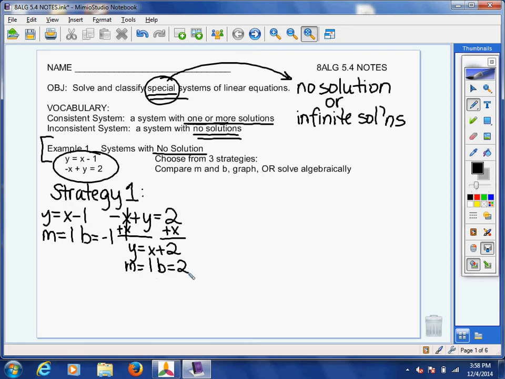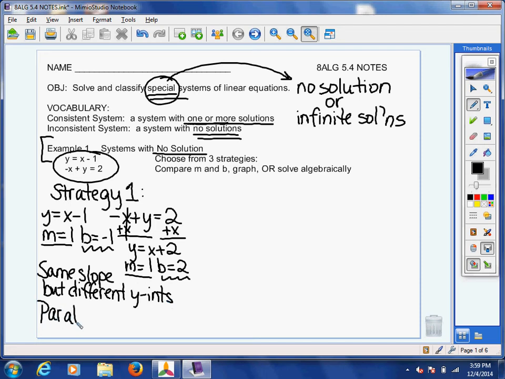Okay? Now, think with me just a second. We have the same slope, but different y-intercepts. What kinds of lines have the same slope, but different y-intercepts? That's the situation. Let me write that out as you're thinking. Same slope, but different y-intercept. Okay, do you remember what kind of lines those are? If you were thinking parallel, you're exactly right.